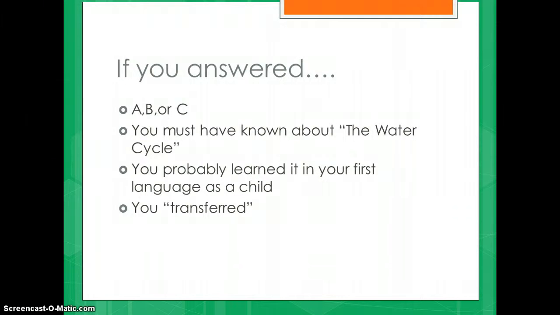If you answered A, B, or C, you must have known about the water cycle, and you probably learned it in your first language as a child. So in essence, what you did is that you transferred what you knew from your first language and moved it into your second language, even if it's a second language like Guarani that you most probably have never heard before.